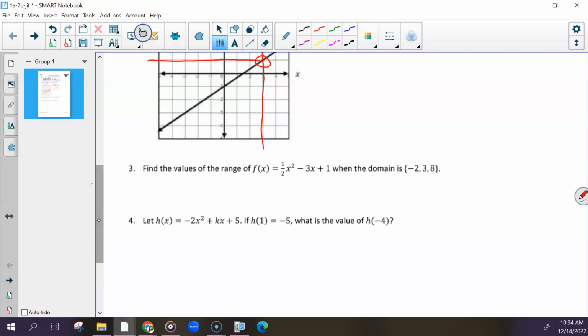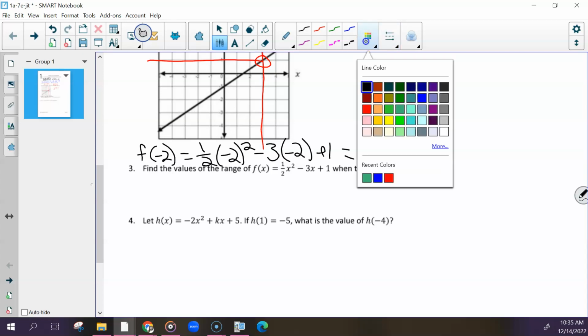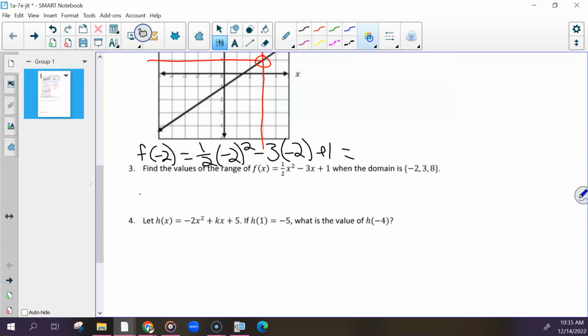3, I'm going to do for you in the calculator. Remember that you could do this in the calculator in Desmos or by hand. You do need to set up each one. So let's do that. So the first one, we put -2 in for all of our x's. So this would be 1/2 times -2 squared minus 3 times -2 plus 1. And then the next one would be similar, but now with 3. And then the last one would be similar, but now with 8.